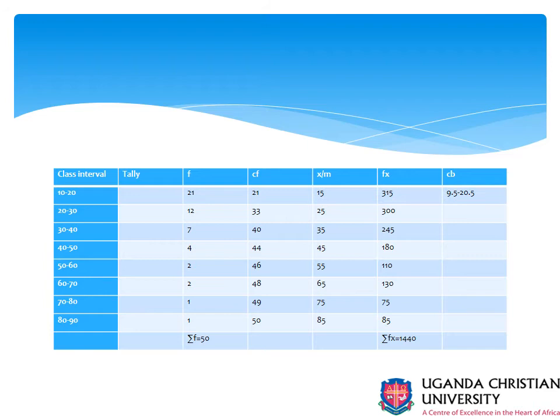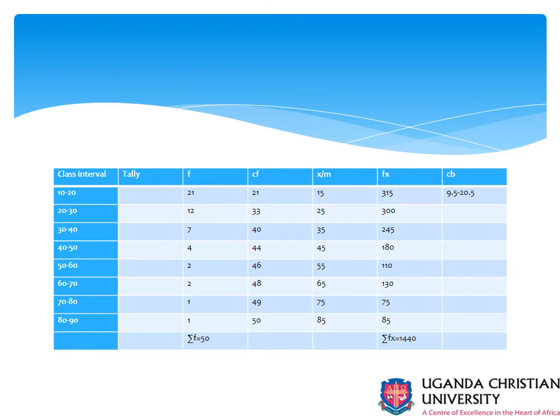So how do we classify a discrete variable? Discrete variables are classified using what we call exclusive grouping. Now, exclusive grouping is where the upper class limit is excluded from that class and taken to the next class. What do I mean? If I find observation 20 among my observations, I don't include it in that particular class. I rather take it to the next class. So that is what we call exclusive grouping.